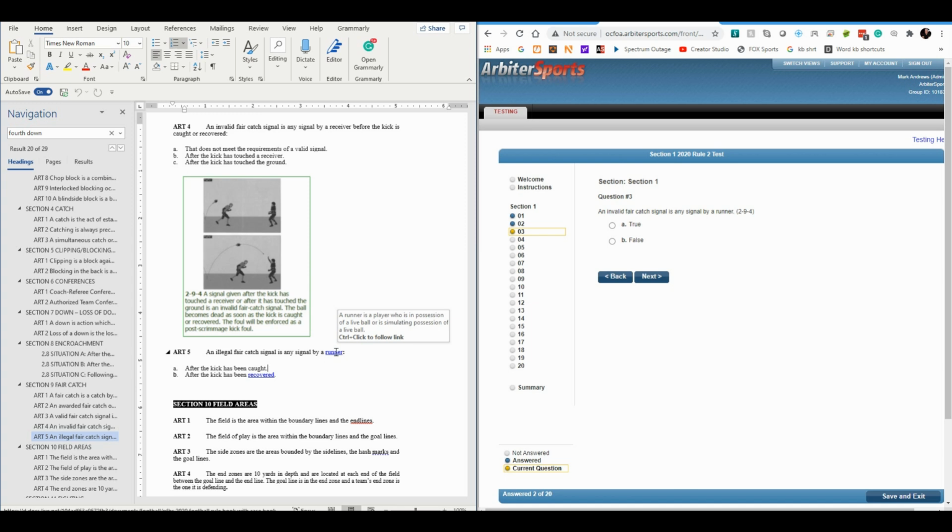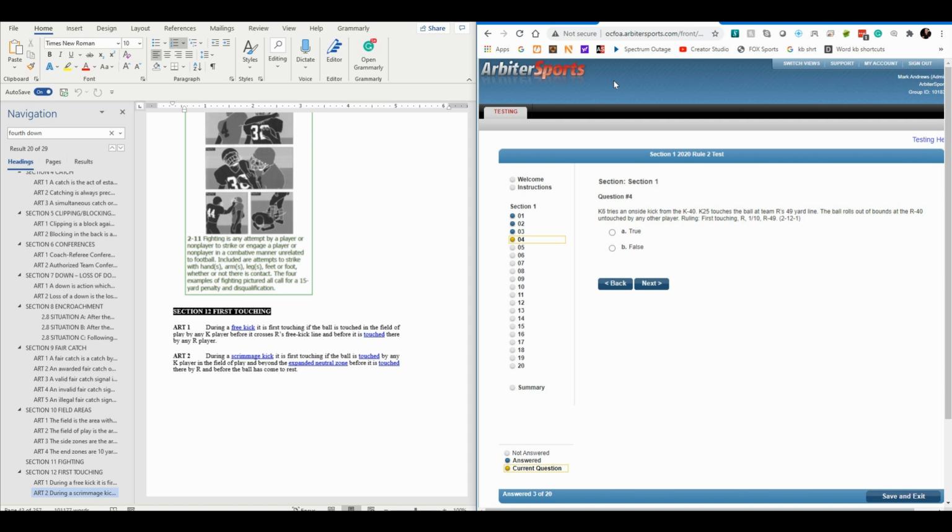So this is after the catch. So this isn't an invalid fair catch signal. This is an illegal fair catch signal. And there's a difference, and it's penalized differently. So the answer to this question is false because it's not an invalid fair catch signal. It's an illegal fair catch signal. All right, let's move on.